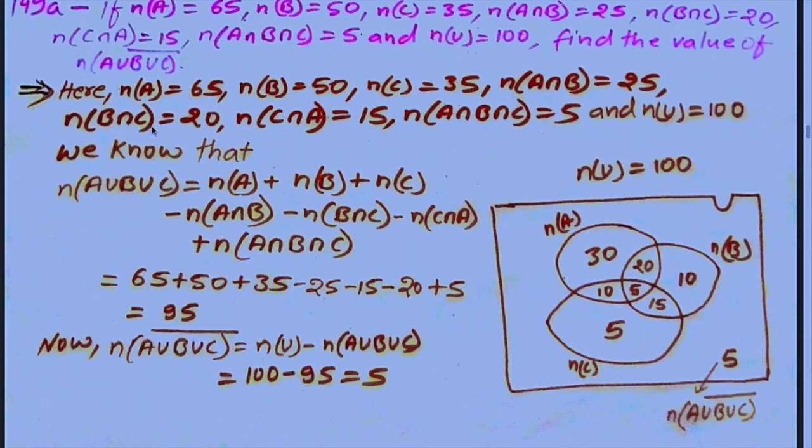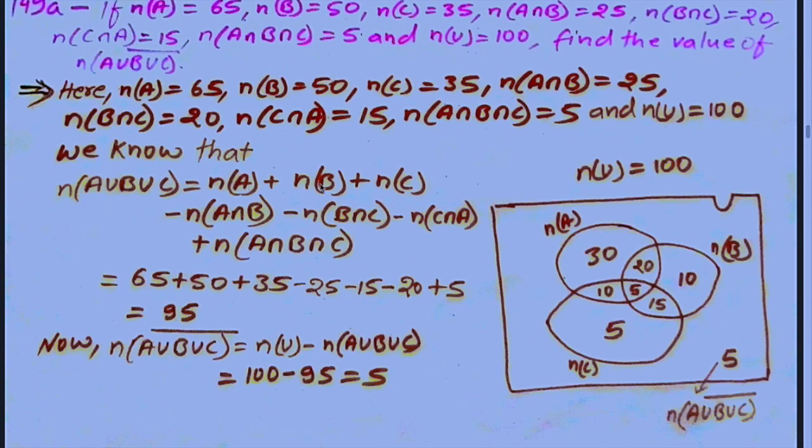Again, n(A intersection B) equals 25, n(B intersection C) equals 20, n(C intersection A) equals 15, n(A intersection B intersection C) equals 5 and n(U) equals 100. All this information is provided in the question. Now we have the formula. We know that n(A union B union C) equals n(A) plus n(B) plus n(C) minus n(A intersection B) minus n(B intersection C) minus n(C intersection A) plus n(A intersection B intersection C), which is 65, 50, 35.